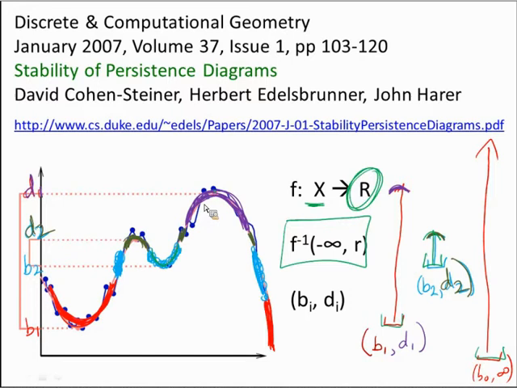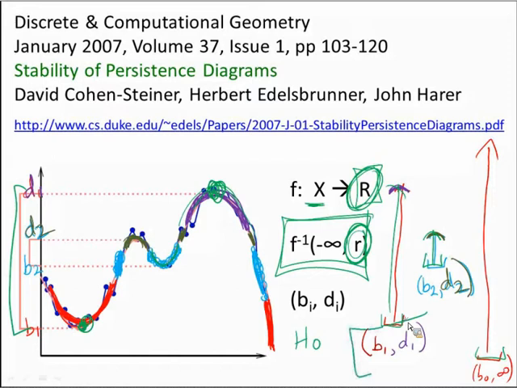And so as we increase r, we can take a look at H0, which is the number of connected components we have in our pre-image of points that go to values less than little r. And that gives us a pairing between our minimums and maximums. So that gives us the persistent (B1, D1) that we can plot in our persistent diagram. And then we also have minimum B2 matching up with maximum D2, which we can then plot here. In this case, we do have one component always, so it has infinite persistence, and we don't plot that in the persistent diagram. Any questions?